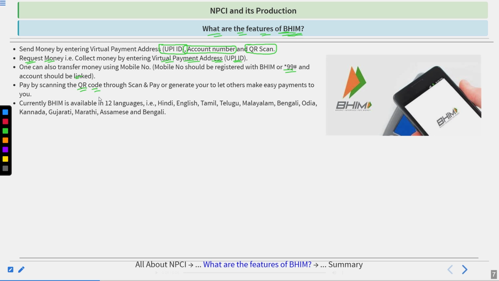Currently, Bheem is available in 12 languages. So, if you are a speaker of any of these languages like Hindi, English, Tamil, Telugu, Malayalam, Bengali, Odia, Kannada, Gujarati, Marathi, Assamese or Bengali, then you could customize the app language in your language and then you could easily proceed with the app. You could easily operate the app.